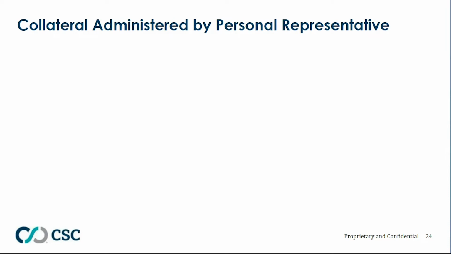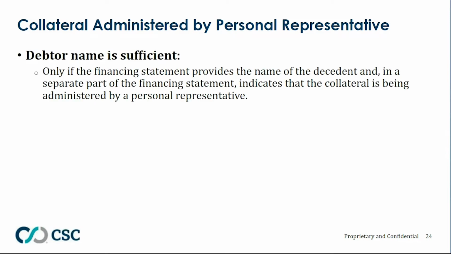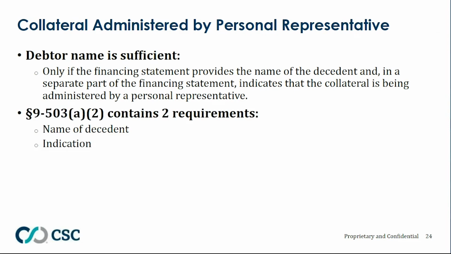Next, we have the situation where the collateral is being administered by a decedent's personal representative, which until 2013 we used to call a decedent's estate. The collateral is in a decedent's estate. Well, in this case, the debtor name is sufficient only if the financing statement provides the name of the decedent and, in a separate part of the financing statement, indicates that the collateral is being administered by a decedent's personal representative. So really there's two elements here, the name of the decedent and an indication.